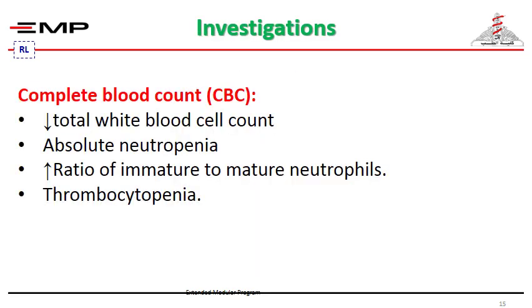Laboratory evaluation of an infant with suspected neonatal sepsis includes, initially, a complete blood count, CBC, with differential. Total leukocytic count may be decreased, but sometimes it may increase. Neutrophil count will be low, with an increase in the ratio of immature to mature neutrophils. It is so common to have a low platelet count. These changes in the CBC are only suggestive of neonatal sepsis.